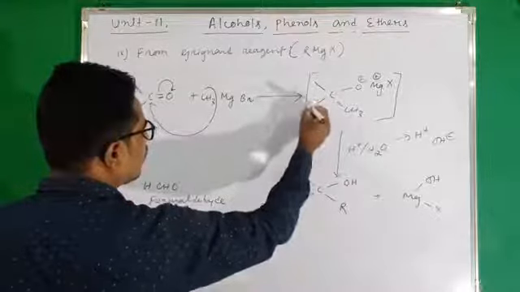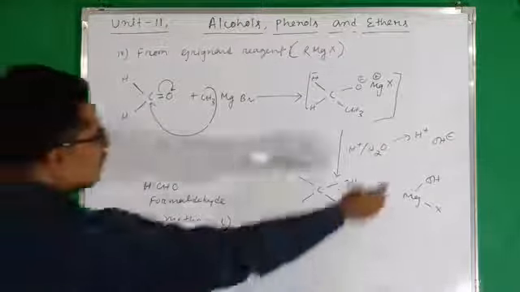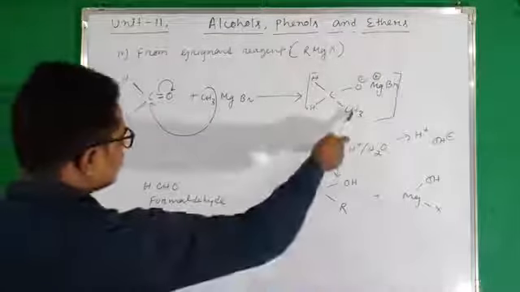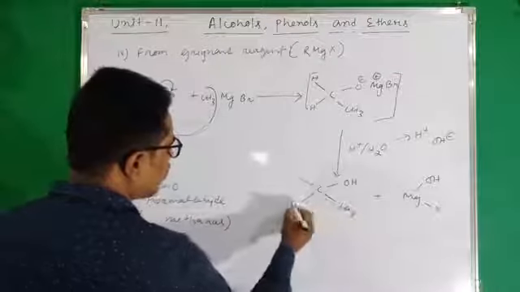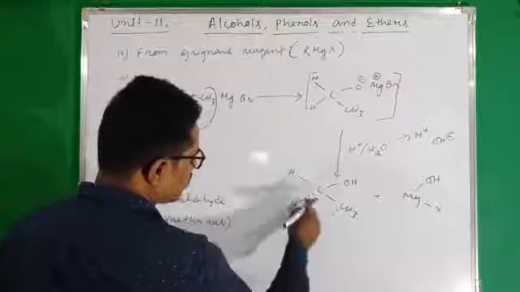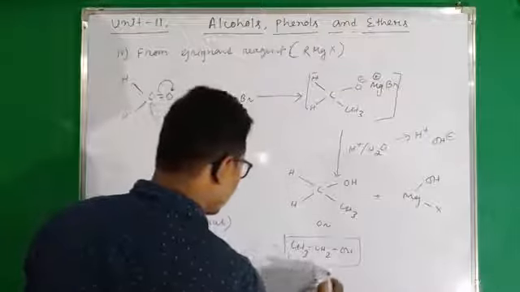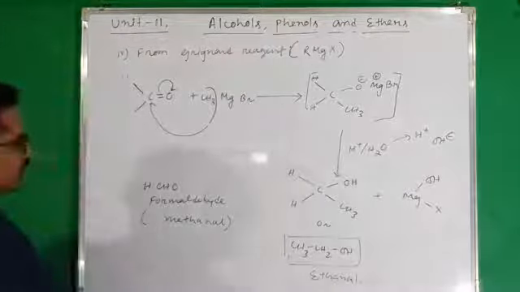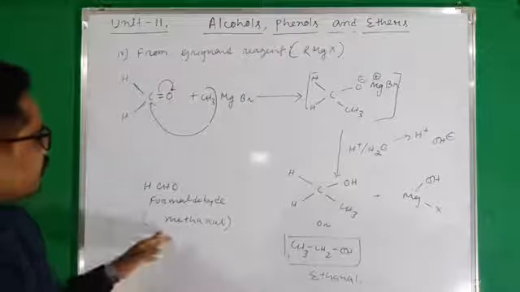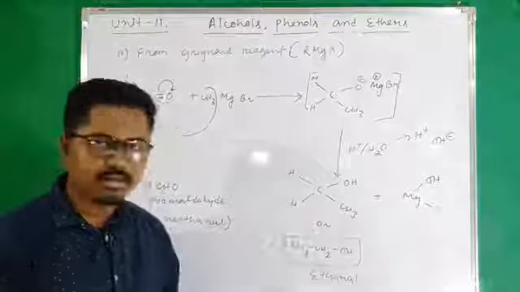Here one hydrogen is present, and at this position another hydrogen is present, and we are using the halogen bromine. Now after hydrolysis we will get CH3 in place of R, and then H, or we will get CH3CH2OH. So this one is ethanol. That means formaldehyde always gives primary alcohols. When formaldehyde or methanal reacts with Grignard reagent followed by hydrolysis, primary alcohols are formed.